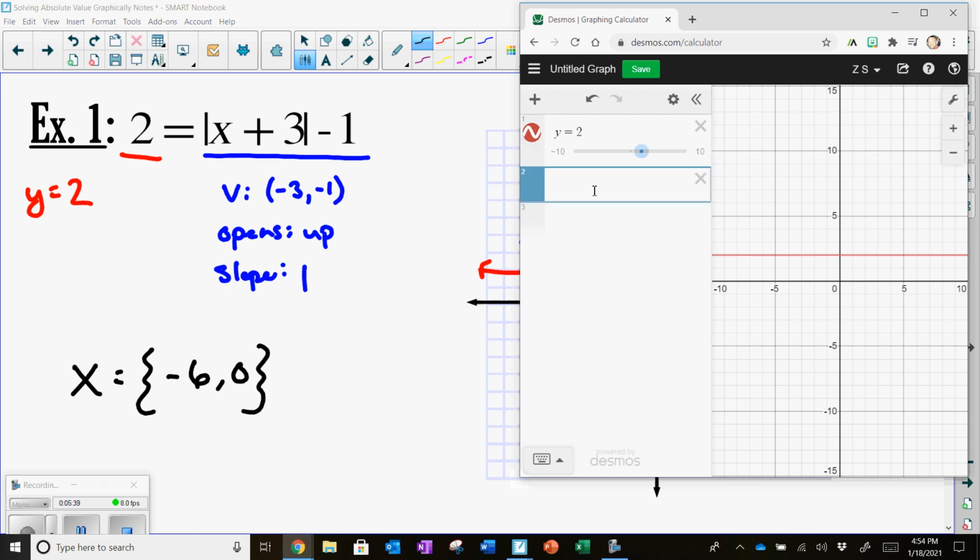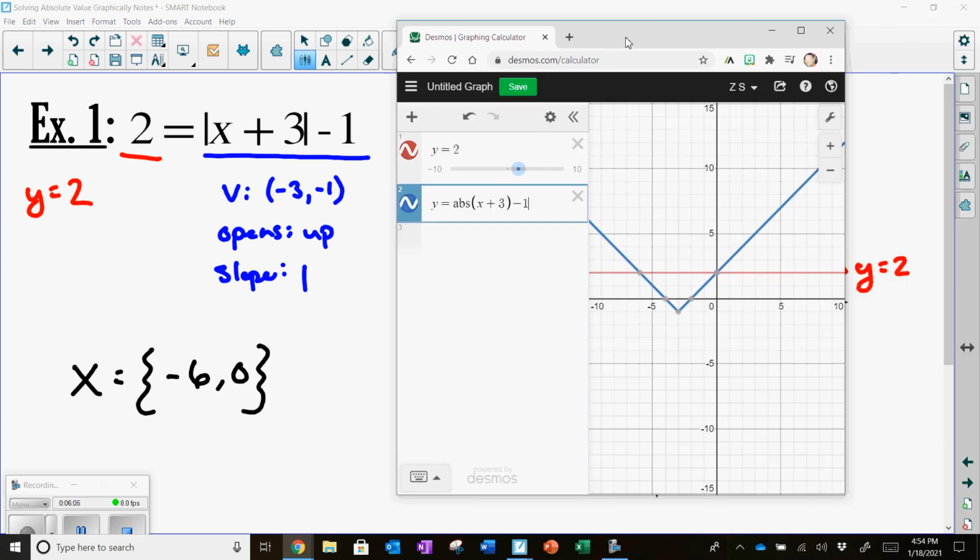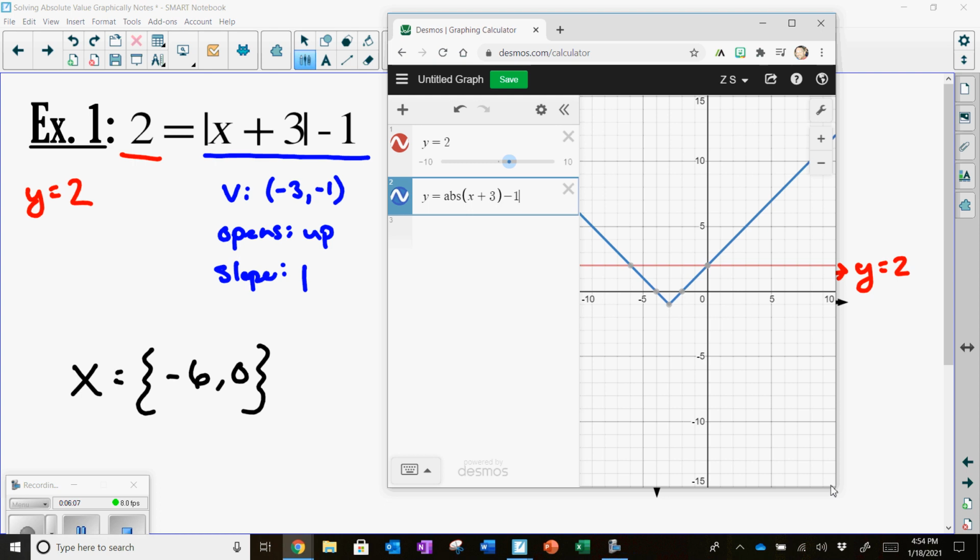Then we're going to go down here and type in y equals, and then absolute value, you can just type ABS, of x plus 3. Close those parentheses because that's closing the absolute value, and then minus 1. You can see the graph on Desmos looks pretty similar to the graph that we did. Am I right? Of course I'm right.